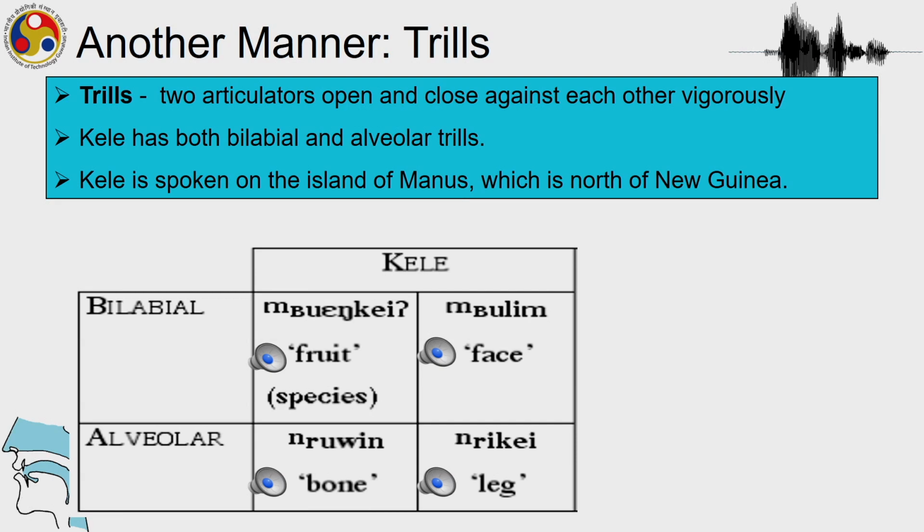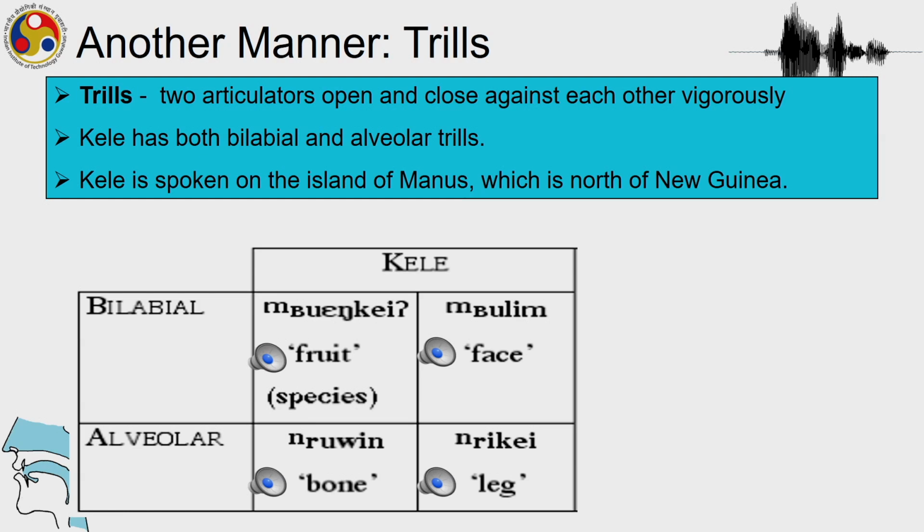Bulim, ruin, ndrkei, Okay, so those were the bilabial, brunkei, that's bilabial, ruin, this is alveolar.